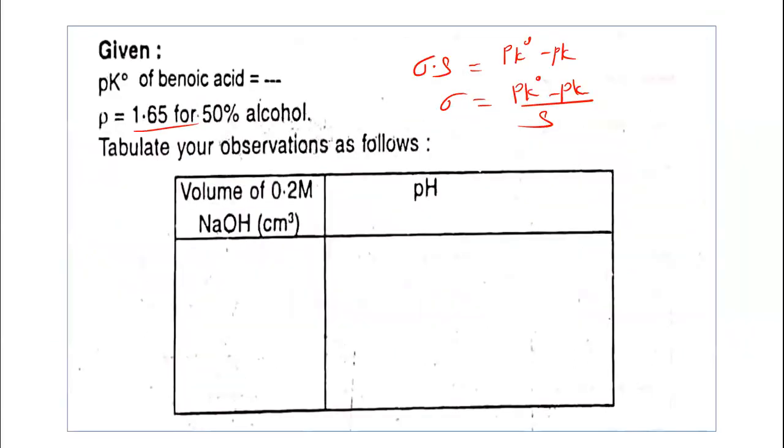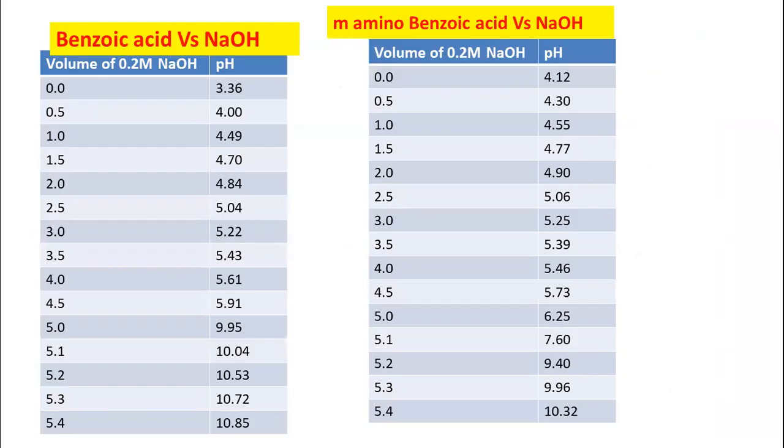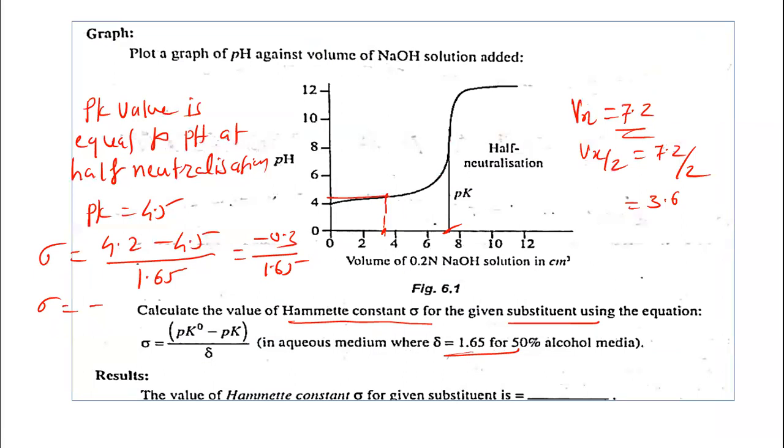So in this experiment, we are going to titrate the given acid, para-nitrobenzoic acid, para-aminobenzoic acid, with a volume of 0.2 molar NaOH. So a simple titration can be performed here. We have to measure the pH, and later on plot the graph. With the help of this graph we can determine the pK value, that is at half neutralization.